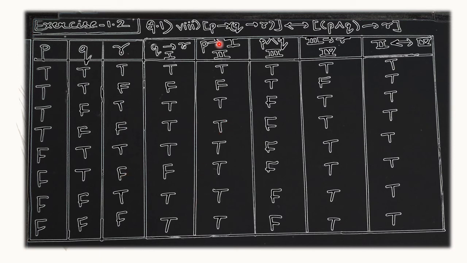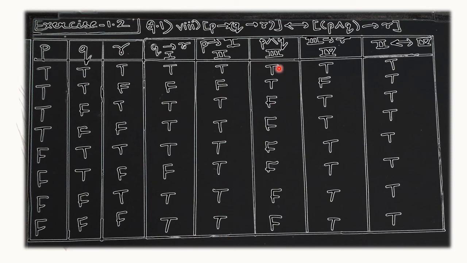Now next is P implying 1. That is P implies (Q implies R). Here if you check, T is going to F in the second case and yes, only that's it. Only in one case T goes to F, that is in the second case. In the rest of the cases the implication is true.